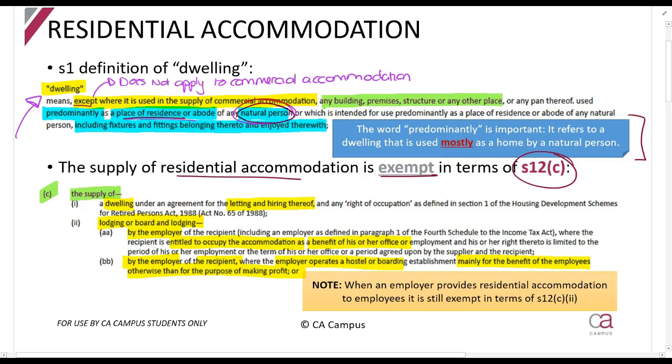So there's two big situations. The first one is, if someone gives you a dwelling, which you can rent from them, hire from them, so you rent a flat from somewhere, it's exempt. The second one is, if your employer gives you a place to stay, whether or not it's for making a profit or not, it is exempt. So an employer cannot claim anything relating to residential accommodation it gives its employees.